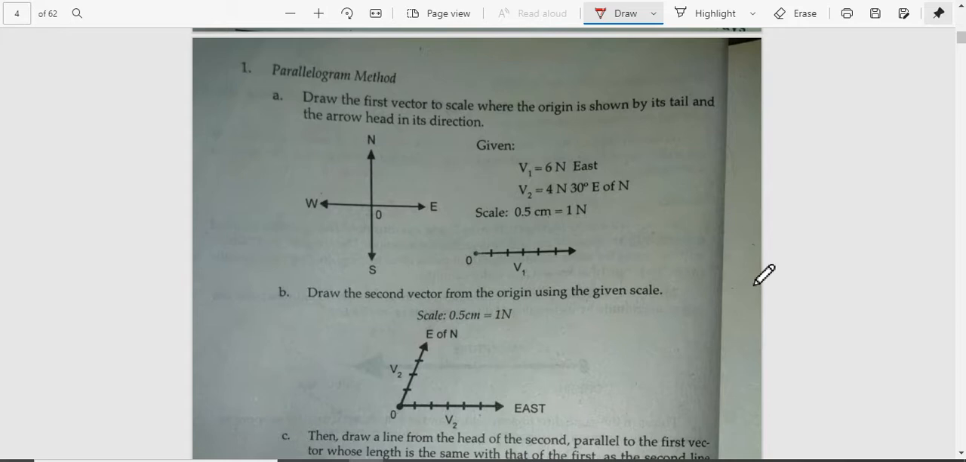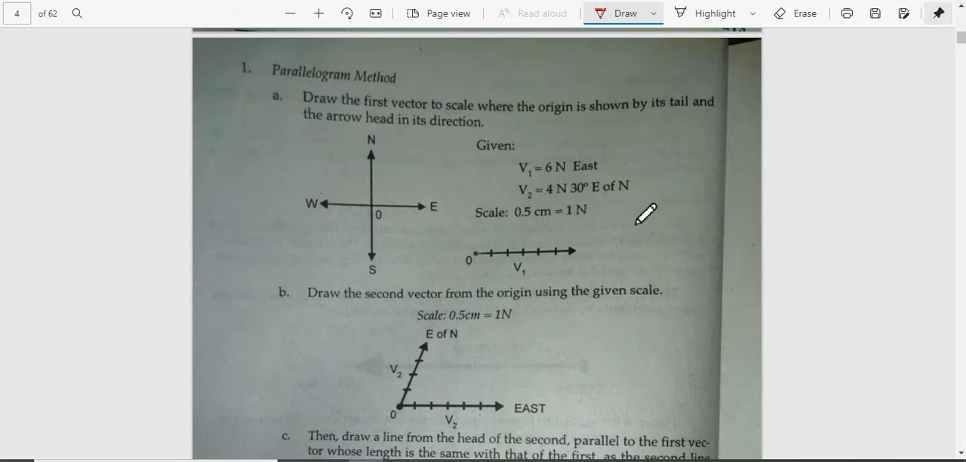Okay, first you need to draw the vector to scale, where the origin is shown by its tail and the arrowhead in its direction. You have here V1. Your V1 signifies your vector 1, so 6 N east. Then your V2 is 4 N, 30 degrees east of north. So first, you need to scale. For example, your scaling is in every 0.5 centimeters, there is 1 N.